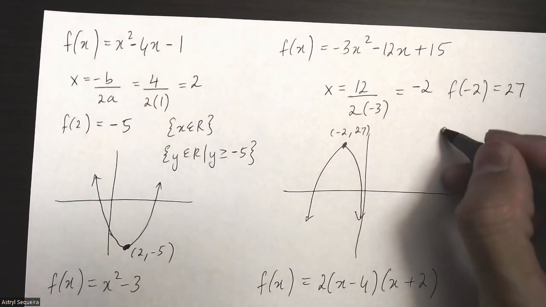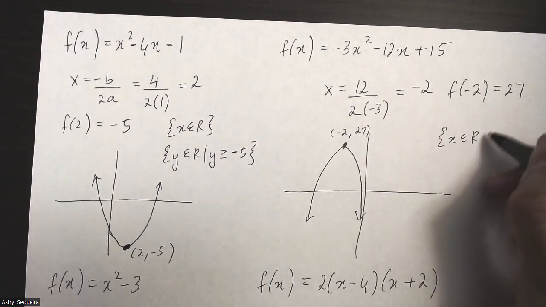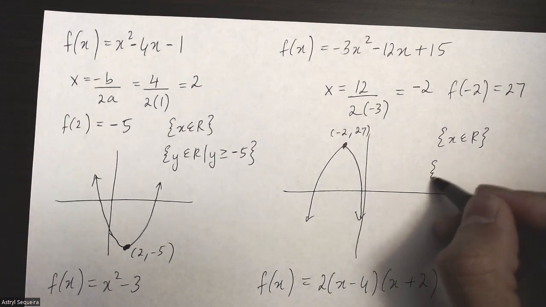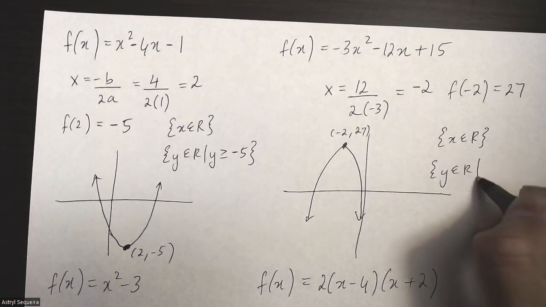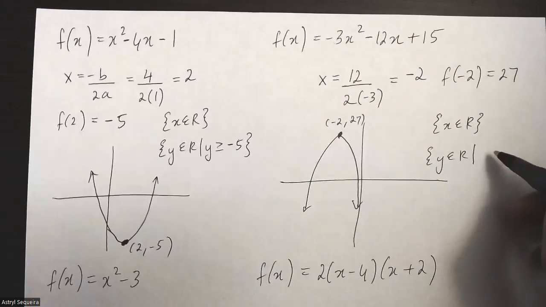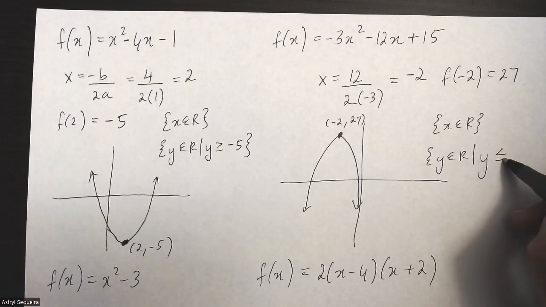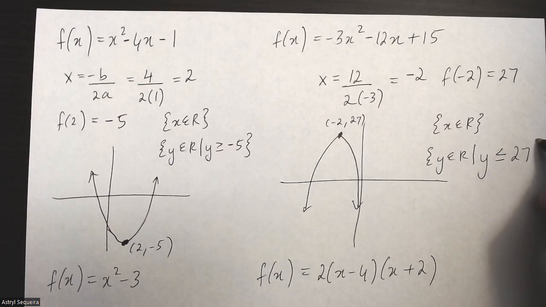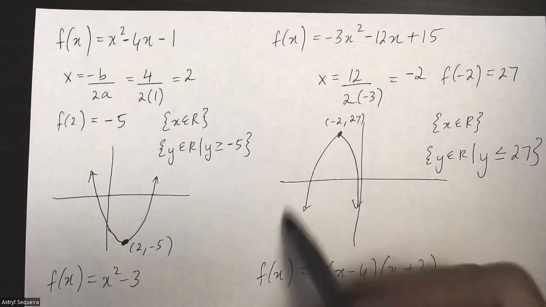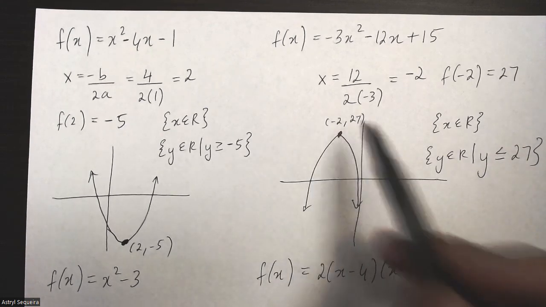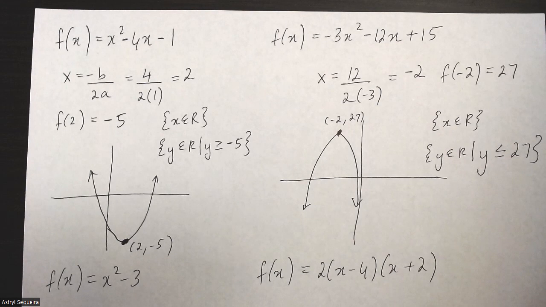My domain is just x as an element of all real numbers as usual. My range is now y as an element of all real numbers such that y is less than or equal to 27. Since it opens downwards, it's going to be less than or equal to 27.